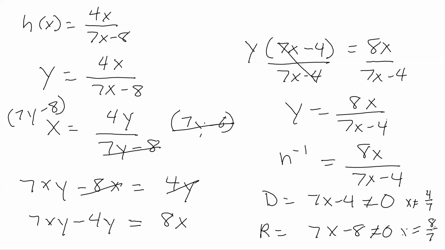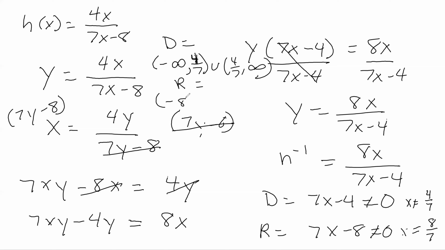I'm going to sneak it up here in the middle. For my domain, I would go from negative infinity to 4/7, and then union 4/7 to positive infinity. For my range, I'd go from negative infinity to 8/7, and then 8/7 to infinity.